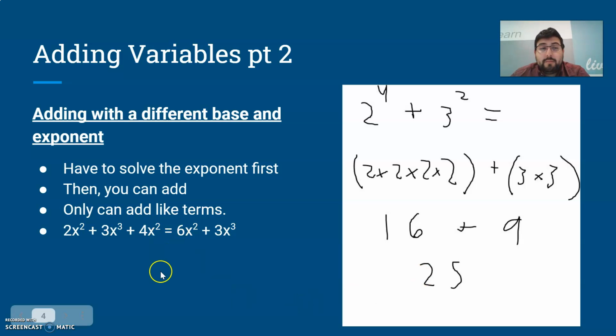If you have something like this, where it's 2x squared plus 3x cubed plus 4x squared, you can only add like terms. So 2x squared and 4x squared can be added to each other because they have the same base and the same exponent, x squared. They can't be added with x to the third power, or x cubed. So it would just be 6x squared plus 3x cubed.